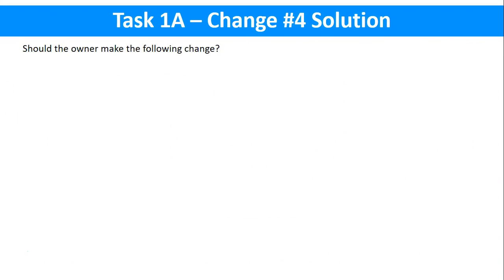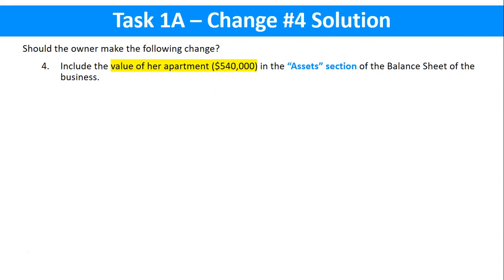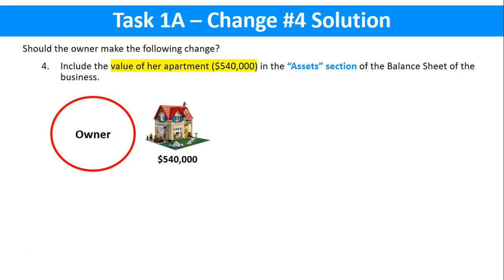Task 1A, change number 4. Should the owner decide to include the value of her apartment of $540,000 in the assets section of the balance sheet of the business? So what we need to look at is entities. The owner is one entity and she has a house of $540,000. That would, in terms of her personal balance sheet, go in as a personal asset of $540,000.